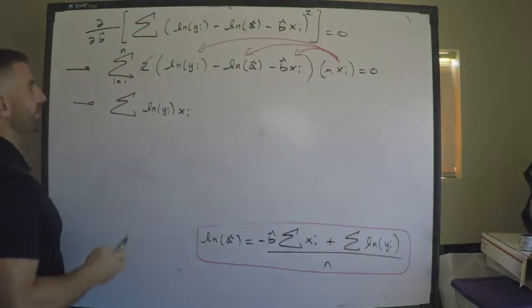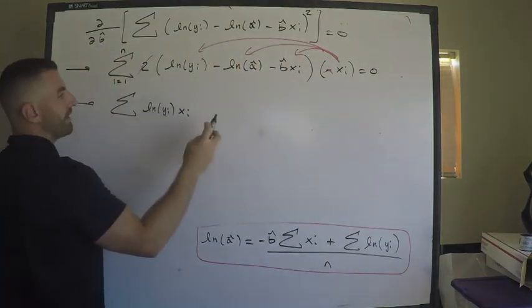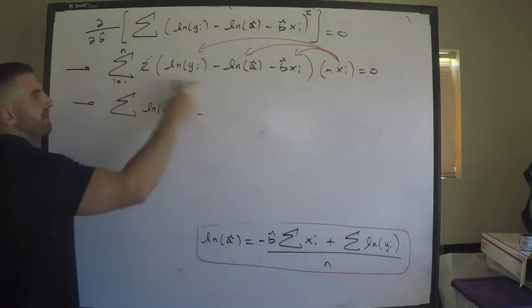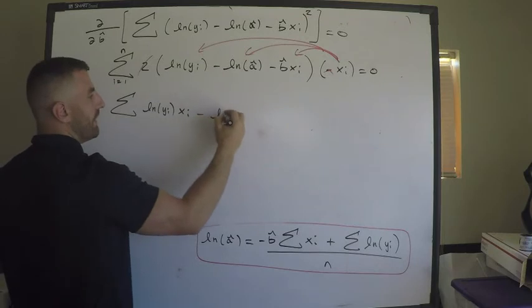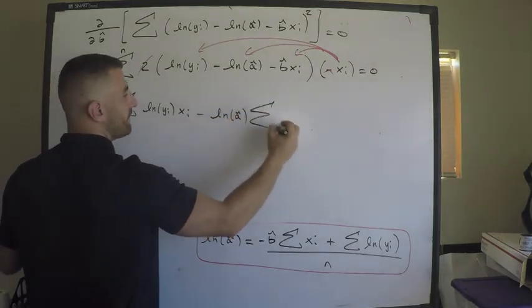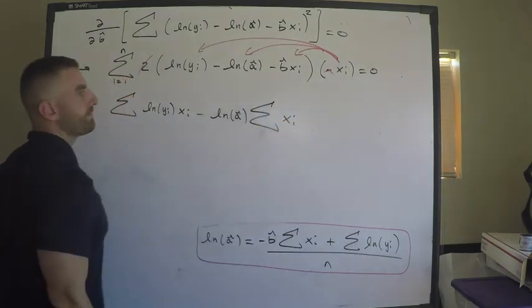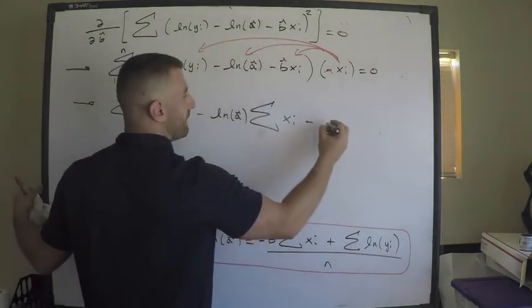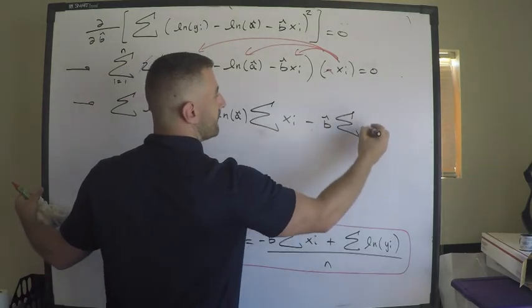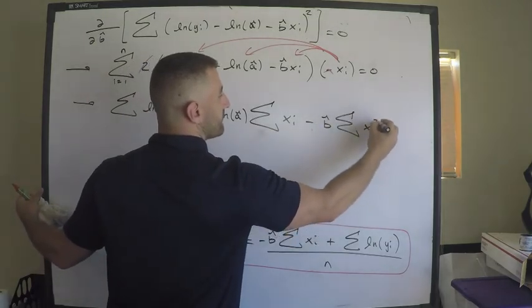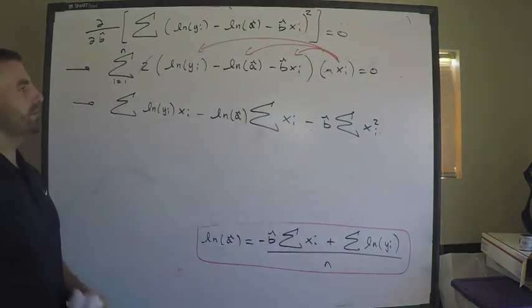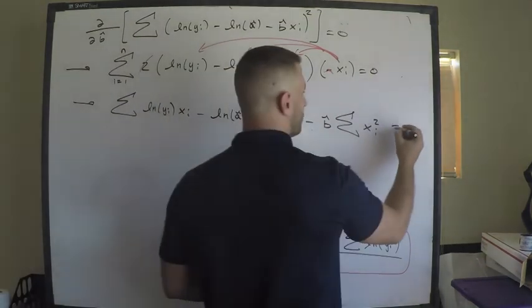So now I have ln y xi minus, let's distribute the sum as well, because now this is going to be ln a hat times the sum of xi, and then minus b hat the sum of xi squared. So let's see. This looks good. Equals 0.